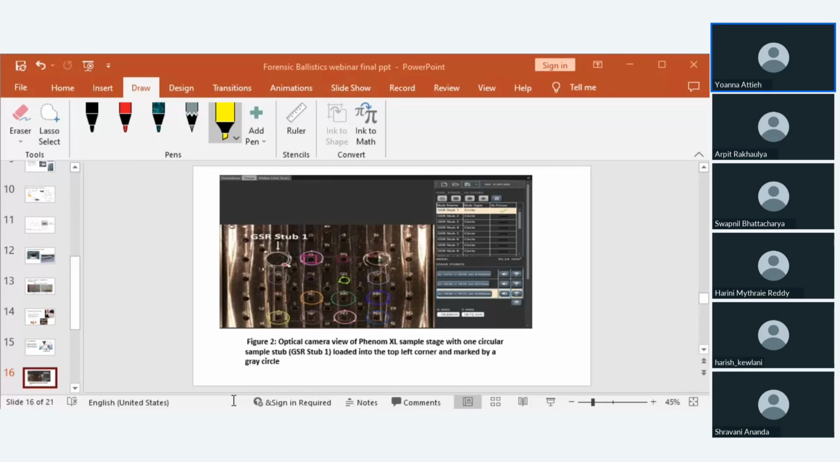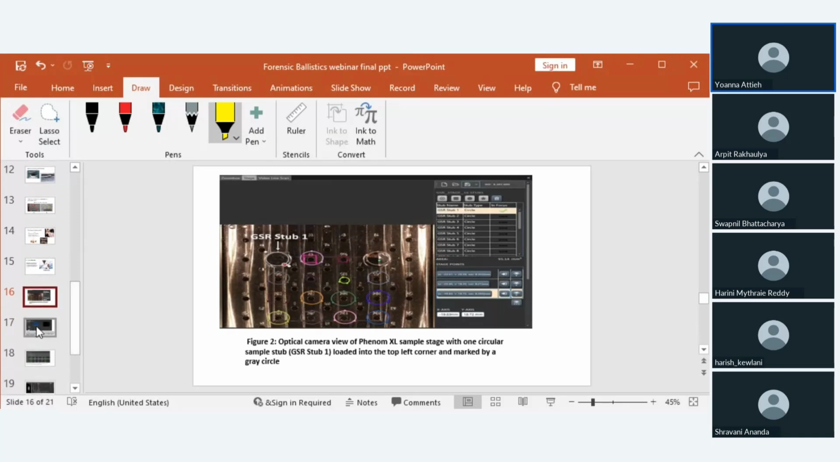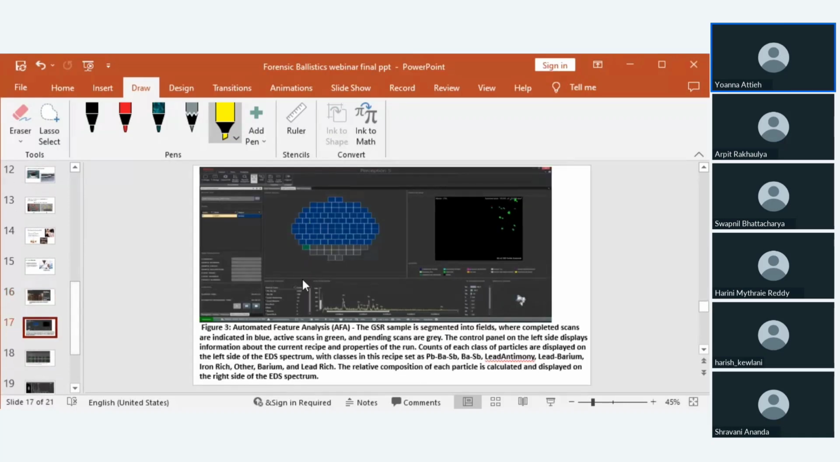The GSR reporter section helps researchers locate every particle detected during the scan for manual confirmation, which ensures the reliability of the results, as you can see in figure number 3 here. Okay? By the way, these are real photos.